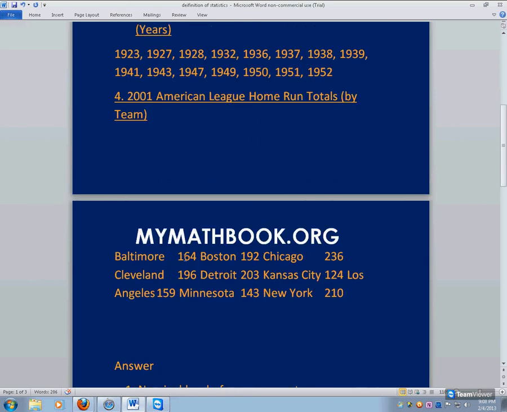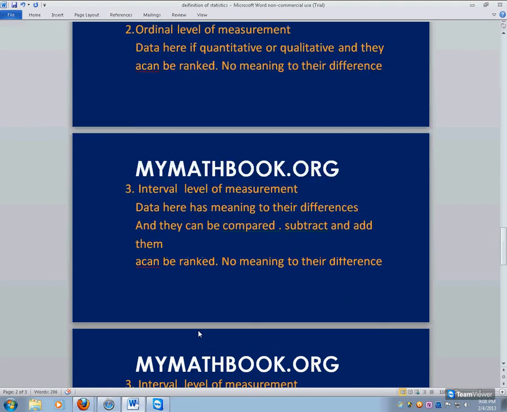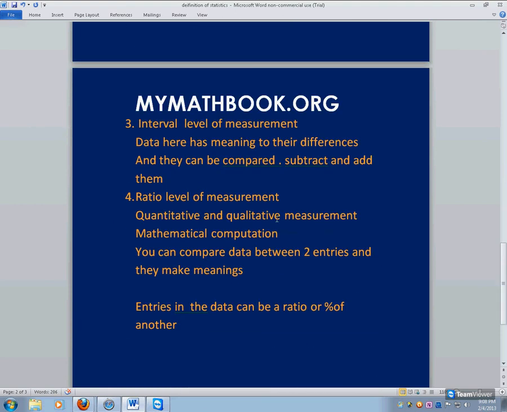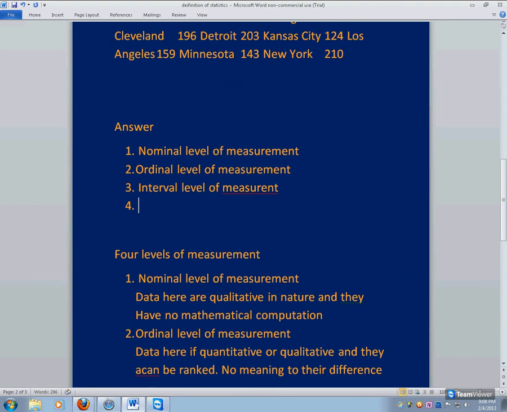Now, we have quantitative data here, but we also do have qualitative data here. And you could still compare them, you could subtract them, you could add them, you could do a bunch of things with them. That's the highest level of measurement, and that's what we call ratio level of measurement. Here we say quantitative and qualitative. They have mathematical computation. You can compare the data between two entries and they make meaning. So here the last one is called ratio.